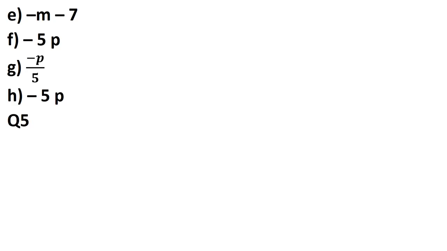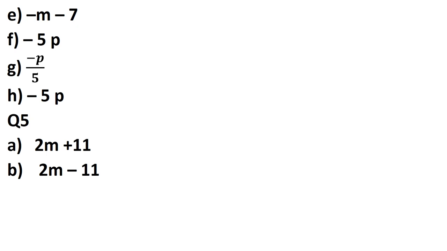Then I have given you question number 5. In this also you have to write down the expressions only. A part, 11 added to 2m. So it is 2m plus 11. B, 11 subtracted from 2m. We have to subtract 11. 11 subtracted from 2m. So 2m minus 11.